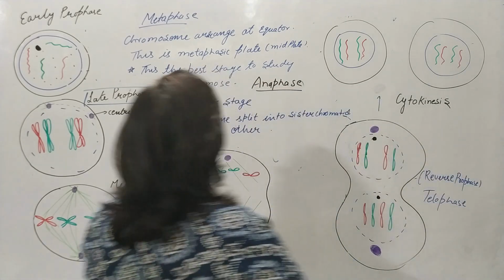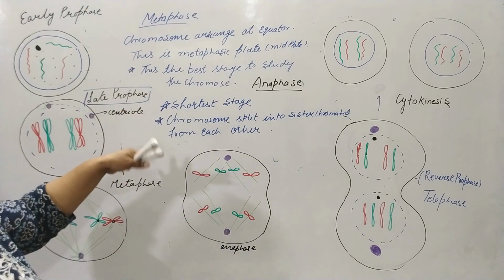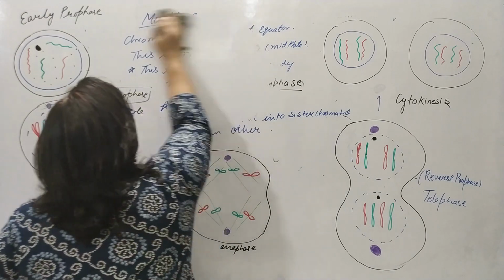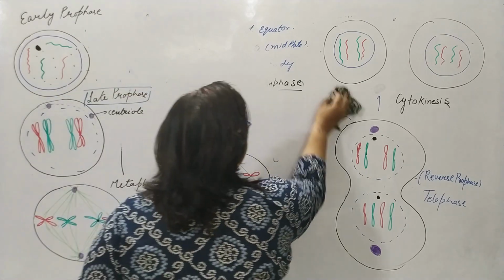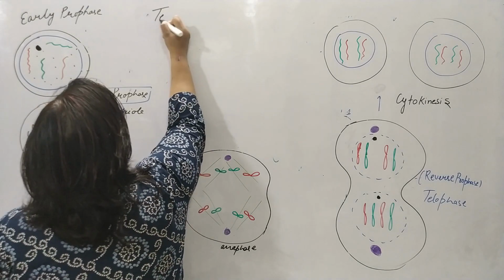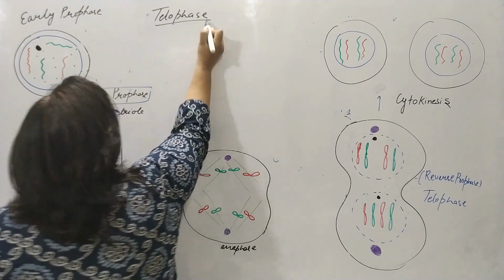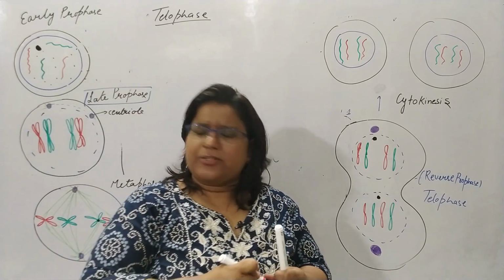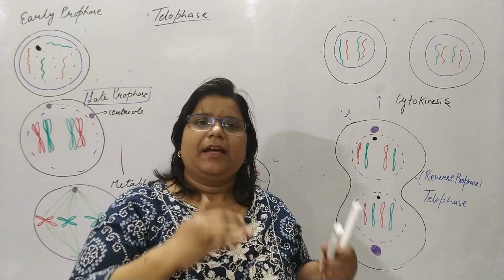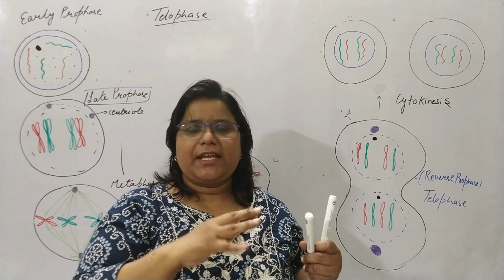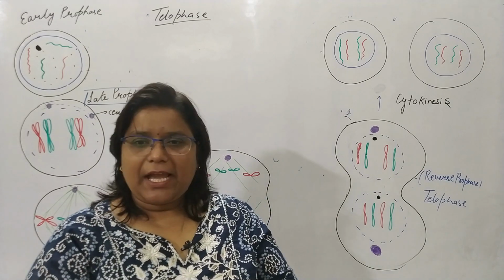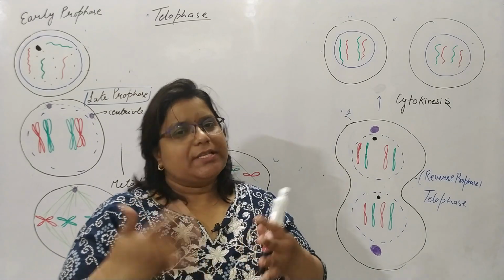What will happen in this? I will erase, just take the screenshot in the metaphase and the anaphase, so that I will get the space. Here what will happen in the telophase? The sister chromatids reach towards the opposite poles and uncoil. Uncoiling of the chromosome means the chromosome converts into the chromatin fiber, and the nuclear membrane and the nucleus reappear.